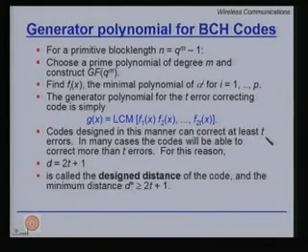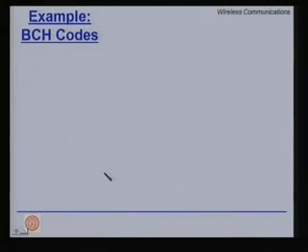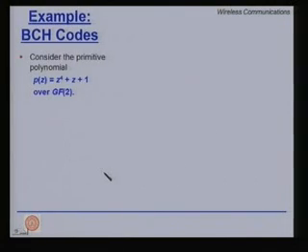For this reason, d equal to 2t plus 1 is also called the design distance of the code, and the minimum distance d star could be less than this one. So, you can over design your code using this technique. Let us look at an example.